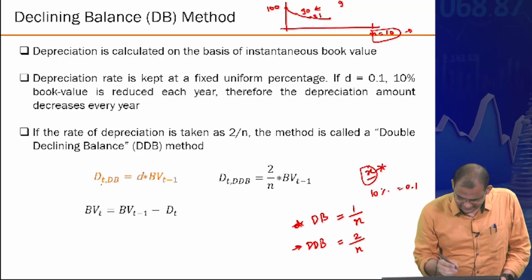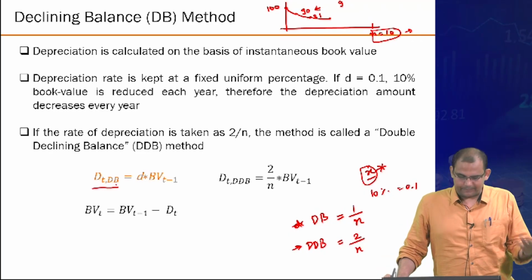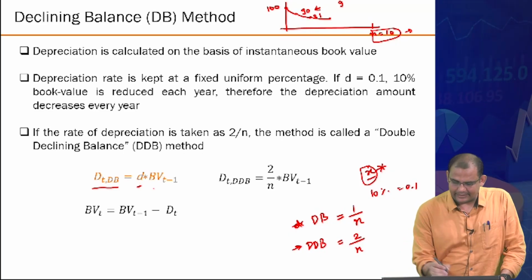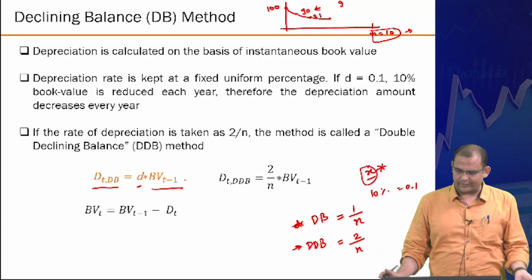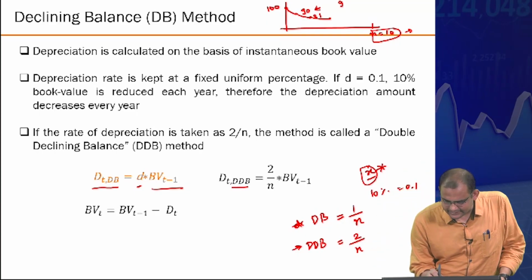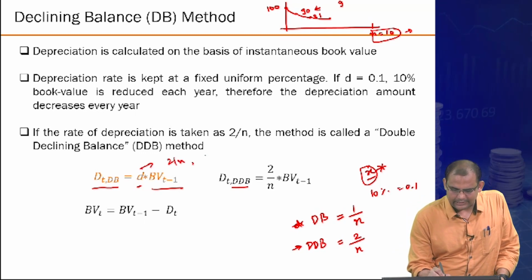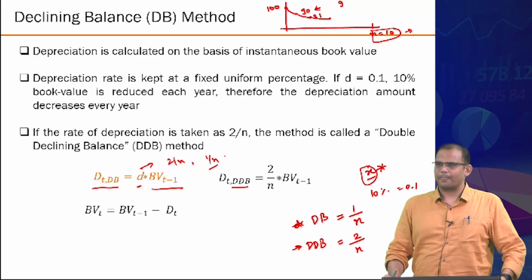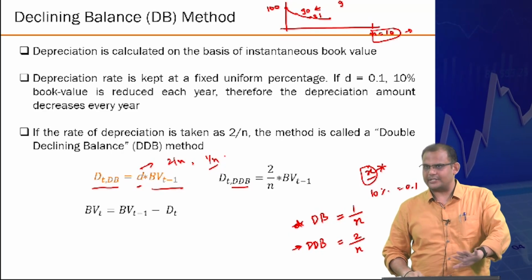So, at any point of time, if you want to calculate the depreciation amount, you have to multiply by whatever the rate and the instantaneous book value at previous year, right? That's how the formula comes. In case it is a double declining balance, this D becomes 2 by n. In case of normal declining balance, this becomes 1 by n. Clear? Alright. Any questions in this?